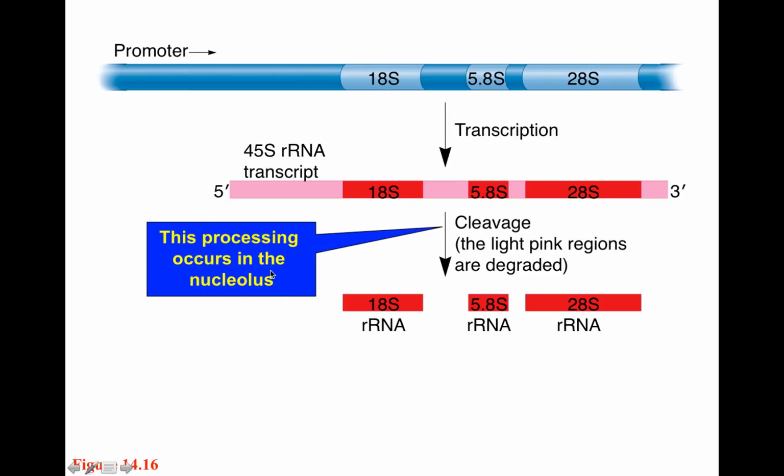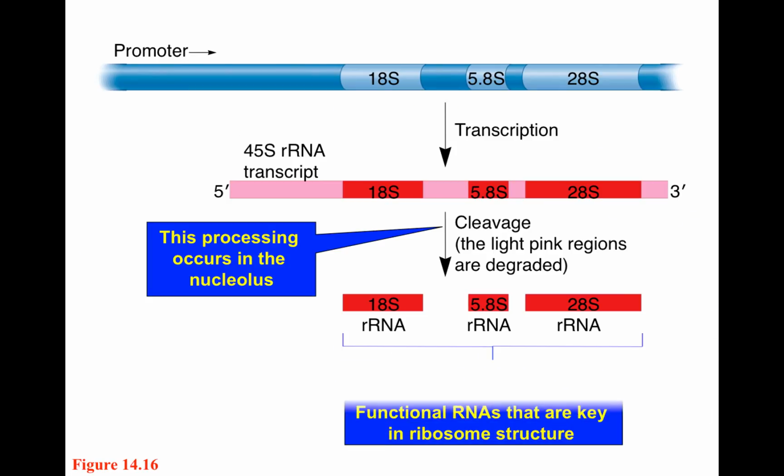The processing occurs in the nucleolus. That's a section of the nucleus where the RNA for a ribosome is chopped into the correct pieces, and ribosomes are actually assembled inside the nucleus, before they get transported out of the nucleus and into the cytoplasm. These are the 3 functional RNAs that are important to ribosome structure and function.